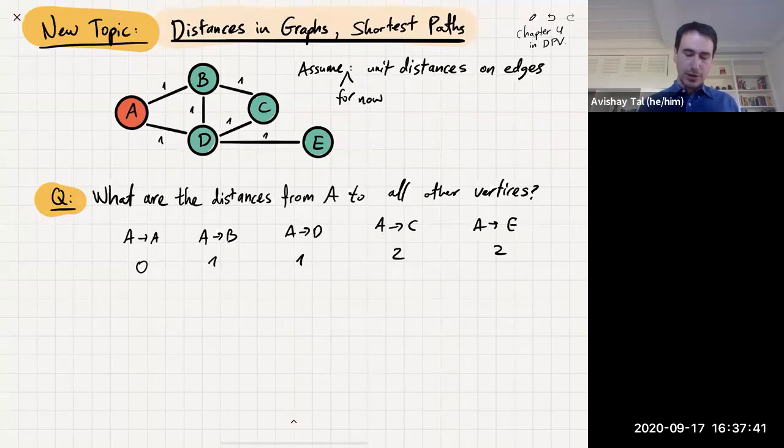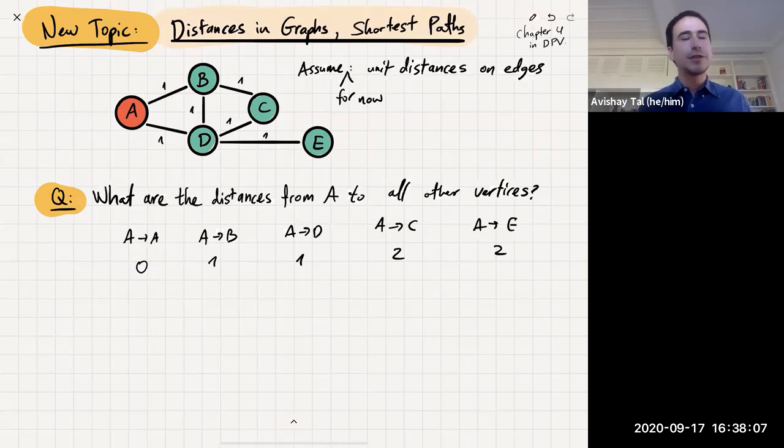Okay, so the natural question is, let's assume that all these distances are 1. How can you compute the distance between A and, let's say, all other vertices? When I looked at it in the book, it's the first time that I heard this explanation. I think it's a very beautiful explanation.